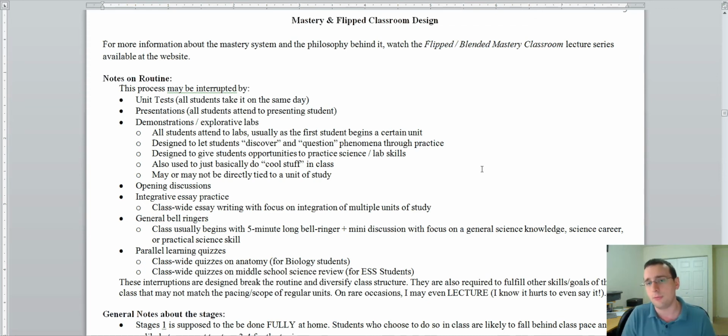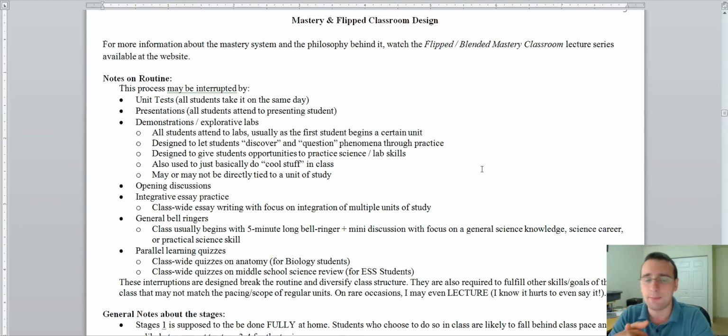After discussions have been going on for a while, I do some sort of a reflection together. We'll talk about it in class. And so we'll break the routine of the Mastery system to have these parallel discussions to whatever is happening in the collaborative classroom online. In classes like AP Biology classes, I also sometimes stop the routine to do what I call integrative essay practice.